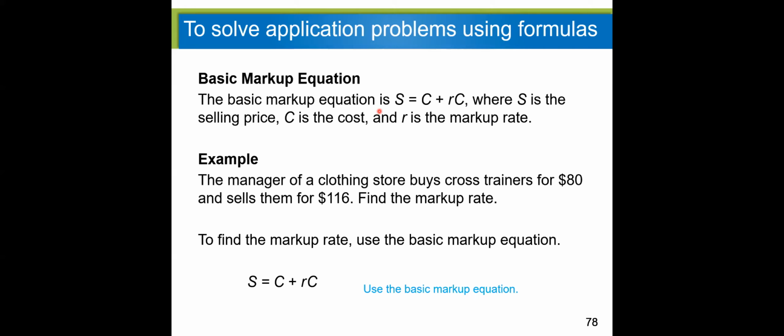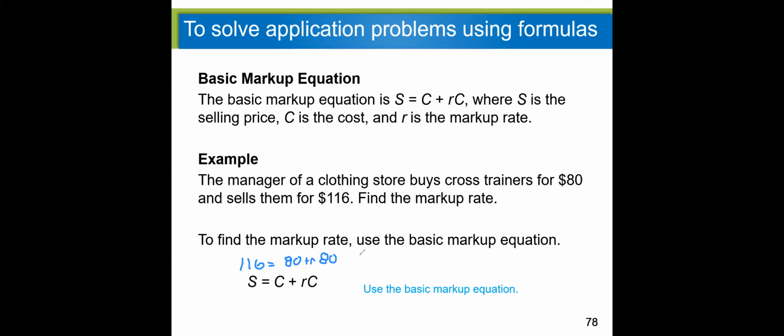What percentage was applied to the cost of the shoe by the manager of the clothing store? Find the markup rate. We need to solve it. We know S stands for sell, so S is 116. We know C stands for cost, which was 80. And rate is what we're solving for.